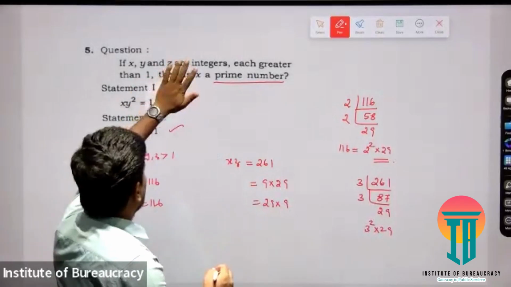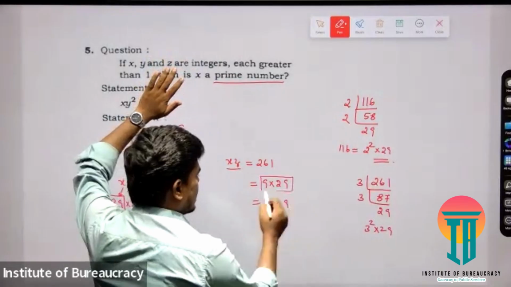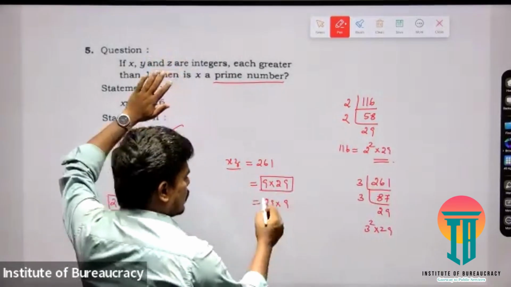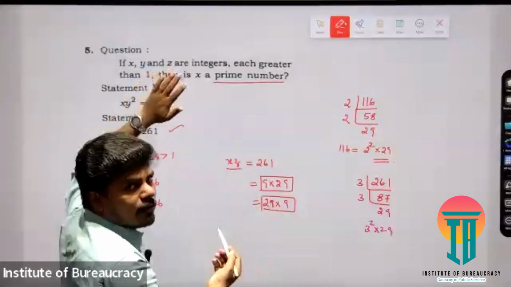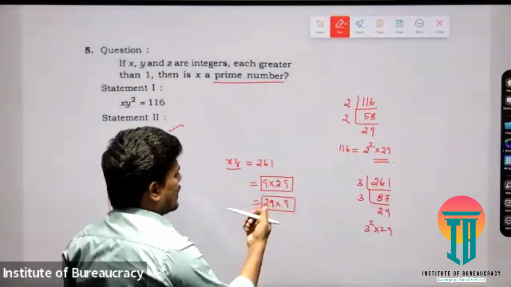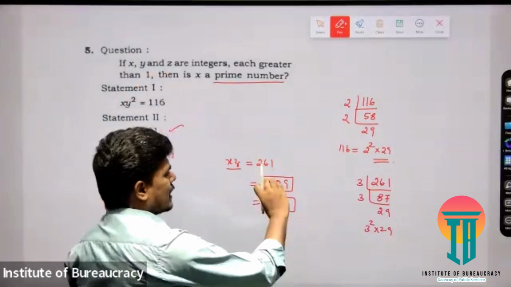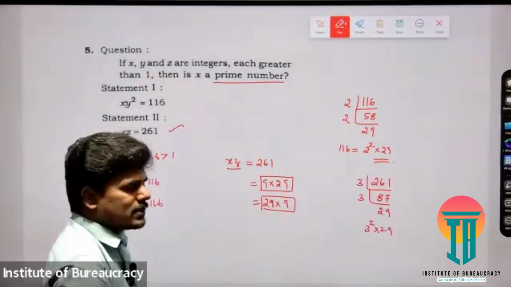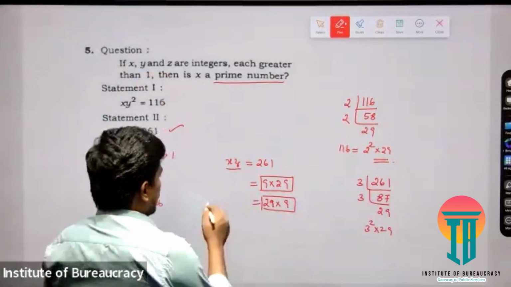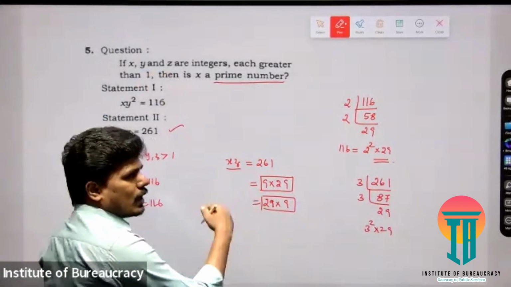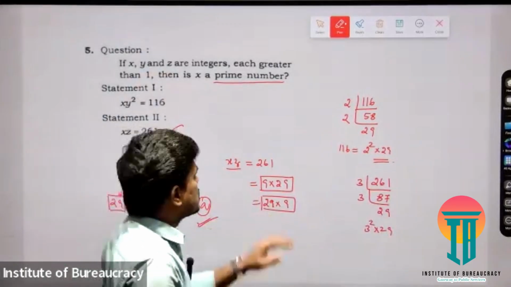If you forget the first statement, we have two possibilities for x. You can write it as 9 into 29 or 29 into 9. If x is 29, yes, x is a prime number. If x is 9, x is not a prime number. Therefore, we are not able to say for certain that x is a prime number using the second statement. Using the first statement, we are able to say x is a prime number. Therefore, only one statement can be used to answer, not the other. So option A is the answer for this question.